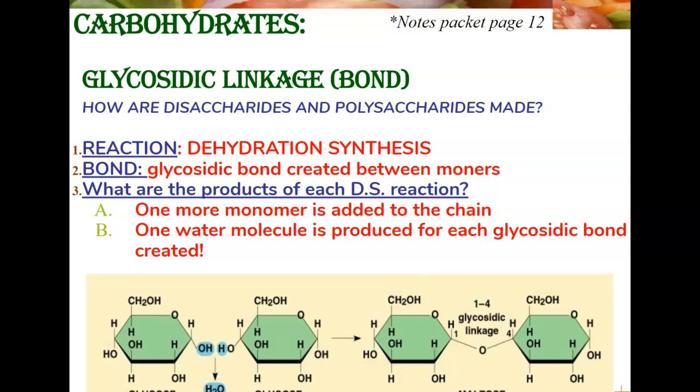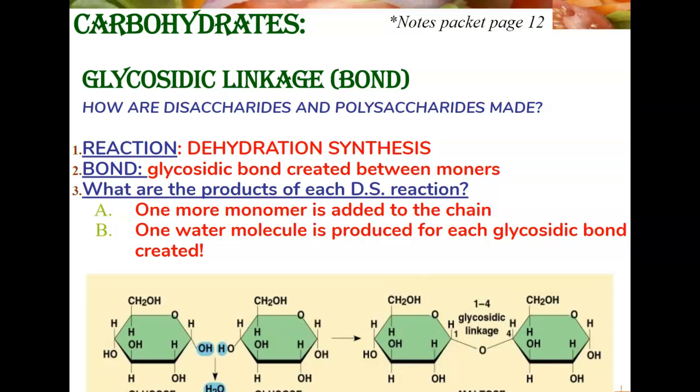All right, we have to talk about how all of these glucose are linked together, and they're linked together with something called a glycosidic linkage, or also called a glycosidic bond. This is a covalent bond that links one sugar monomer to the next. So this is how disaccharides and polysaccharides are made. The reaction to form this bond is called dehydration synthesis. You already knew that. The bond is called a glycosidic bond, but it's covalent, and that's the type of bond that it is.